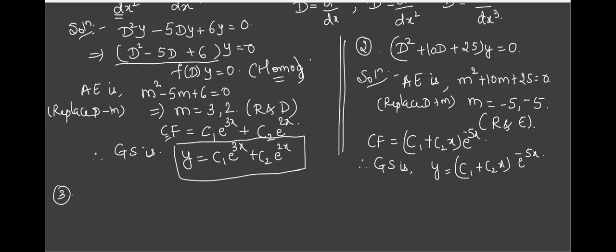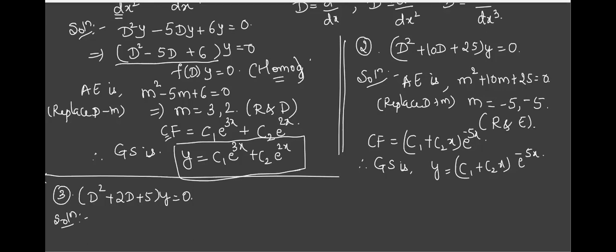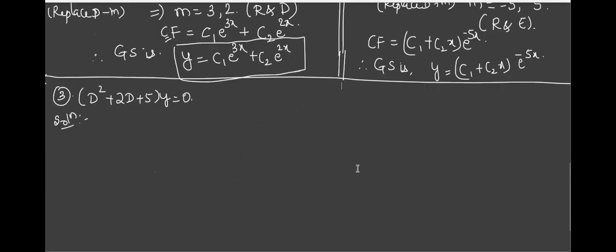Write down the next: D square plus 2D plus 5 into y equal to 0. Tell me what is the next step I have to apply here. Auxiliary, yes, very good. Auxiliary equation. Replacing and all you don't write, that is for your reference. You directly write the auxiliary equation. Tell me what it is.